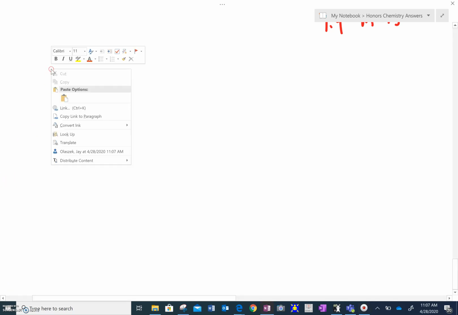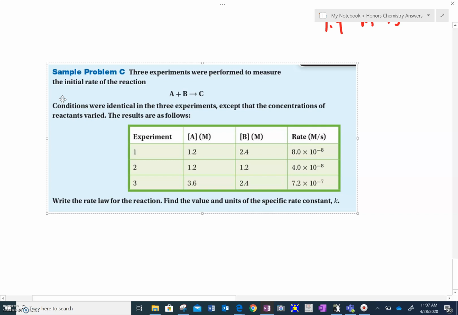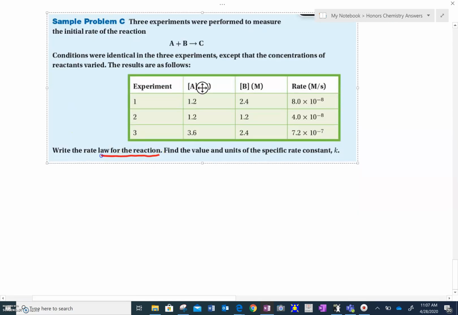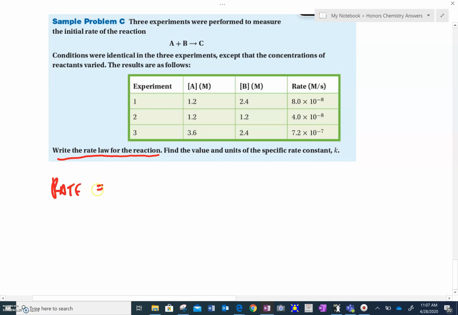Okay, let's take this one step further with a reaction that has more than one reactant. All right, so when this question says write the rate law for the reaction, what it's looking for is this equation with the value and units of the specific rate constant K, and it also wants the order of reactant A, and the order of reactant B. We're going to differentiate them with two different exponents.